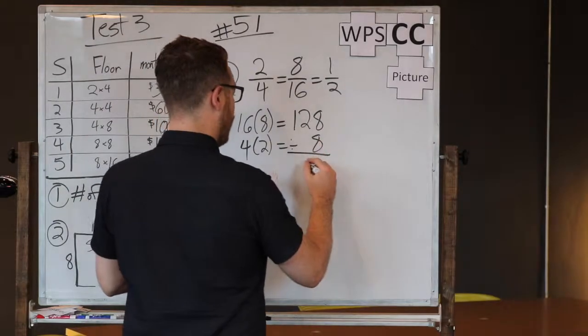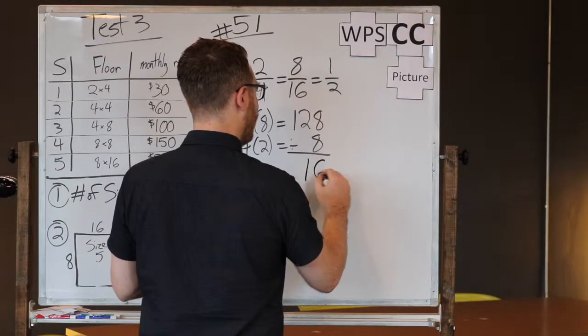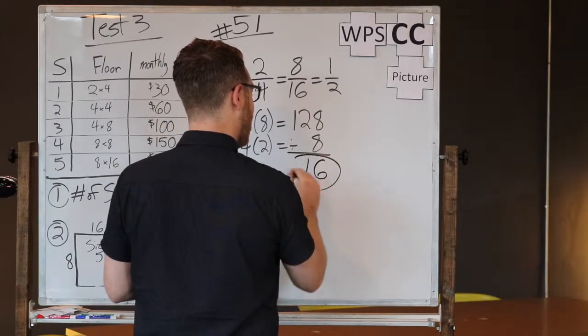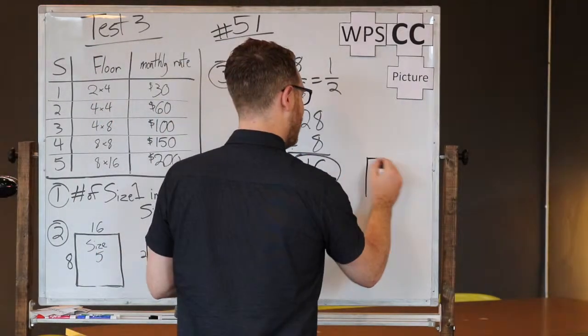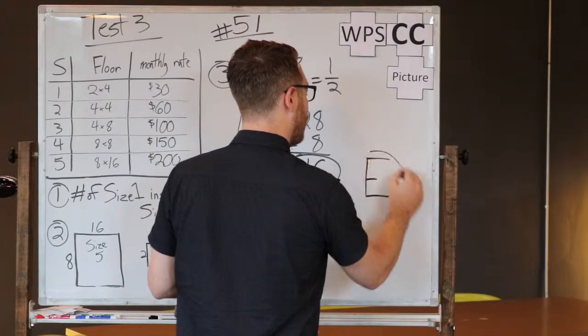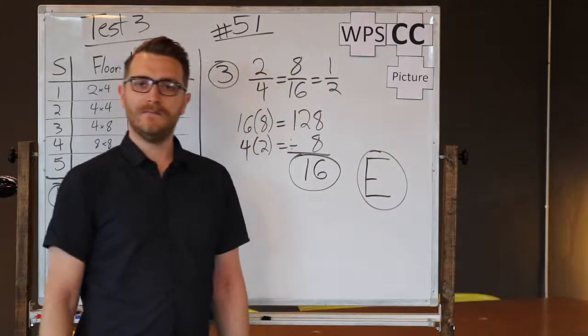And if you throw that in your calculator, you will find you can fit 16 size 1s inside size 5. That is the correct answer and the letter answer of E. Great job.